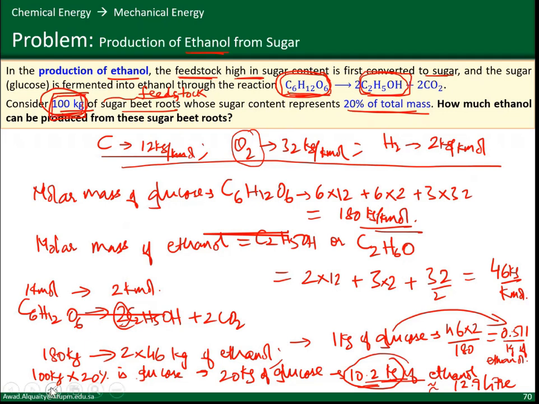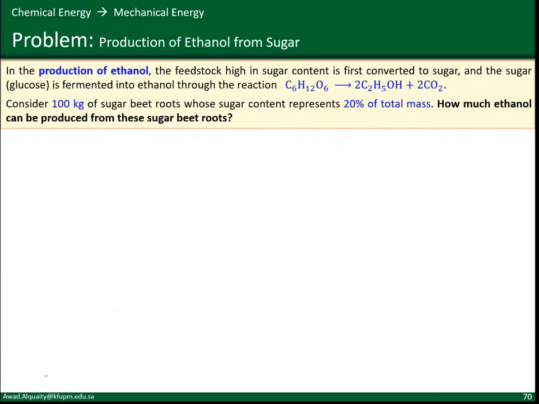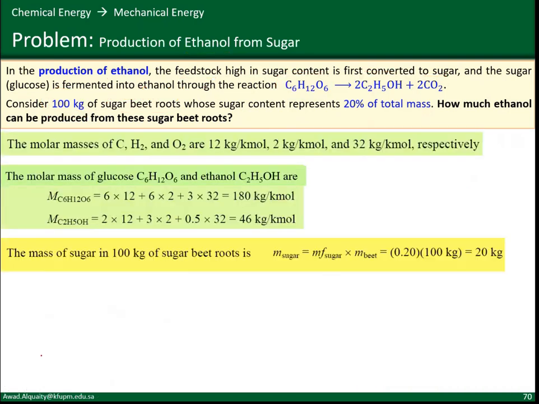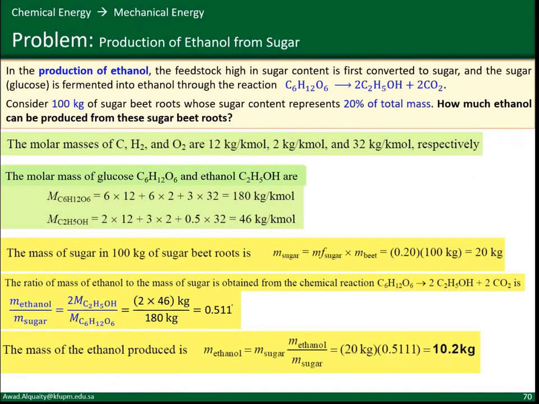Okay, so this is basically the end of problem one, and this is how we solved it in the class as well. And this is just the typed solution for what we just discussed. Now let's move on to the next problem.